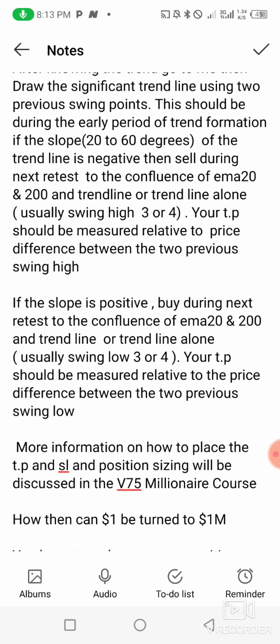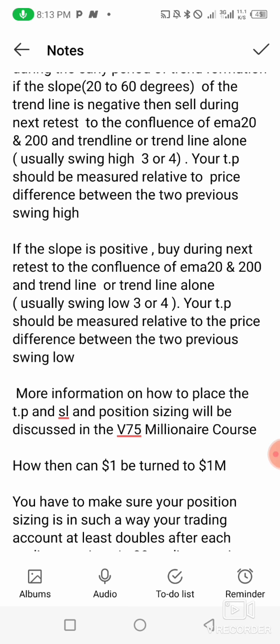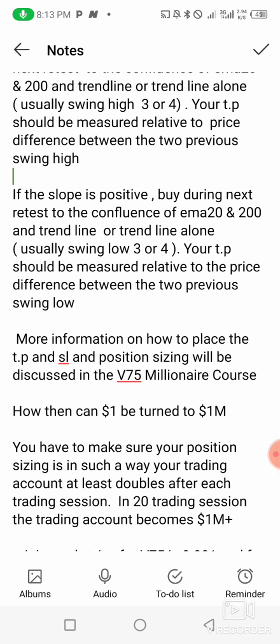If the slope is positive, then you have to buy during the next retest to the confluence of EMA 20 and 200 and the trend line, or the trend line alone. Usually swing low 3 or 4. Your TP should be measured relative to the price difference between the two previous swing lows. More information on how to place TP and SL and position sizing will be discussed in the V75 millionaire course.